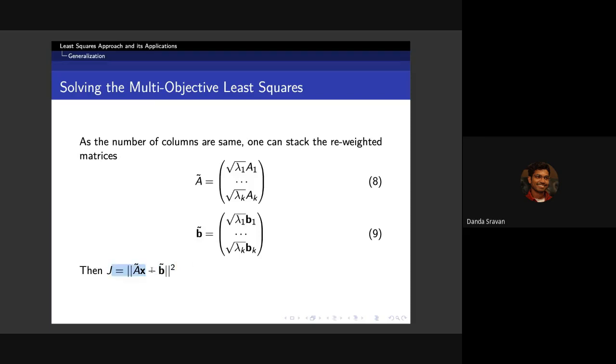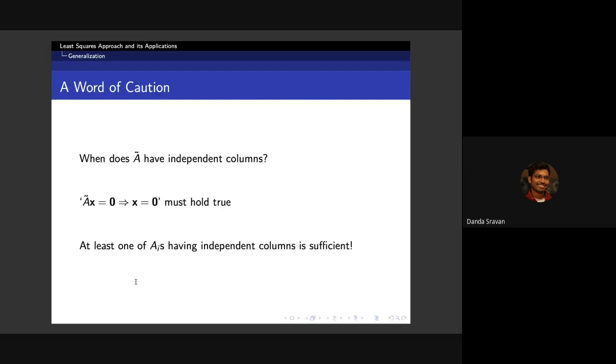So now that we have rewritten the cost function in the form that we know, we can use the algorithms that we have seen so far to compute the least square solution. However, there's a catch. It's important to observe that if the columns of A tilde are independent, it does not necessarily mean that all the columns of Ai are independent.